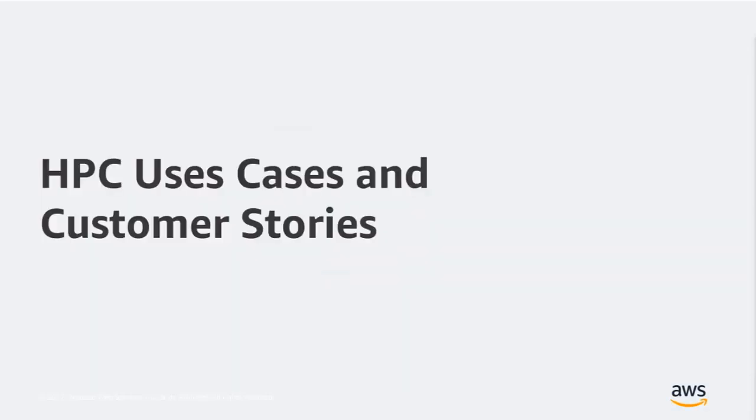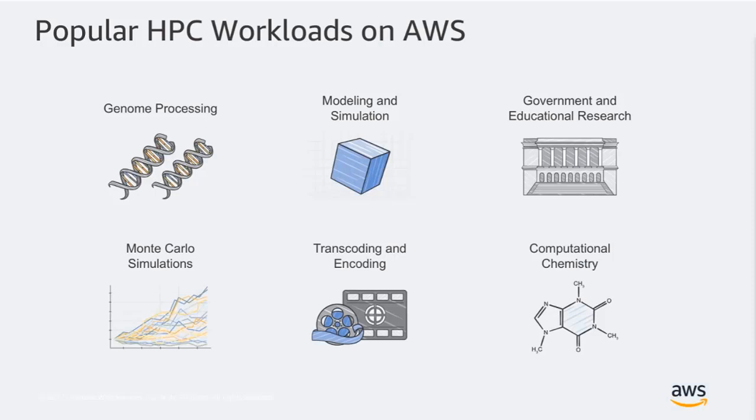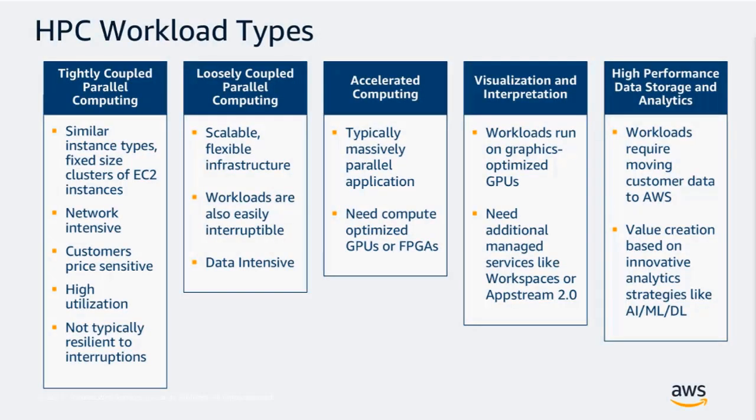So now that we've covered the why and the how to run workloads on AWS, let's dive into a few of the use cases. From Monte Carlo simulations to genomic processing to structural analysis, AWS customers are running a wide range of HPC workloads. Diving deeper into some of these workload types, this slide is a great reference. Customers are running tightly coupled and loosely coupled applications, as well as accelerating their workloads using P3 and F1 instances. And then from there, customers are analyzing the results using visualization and deep learning.